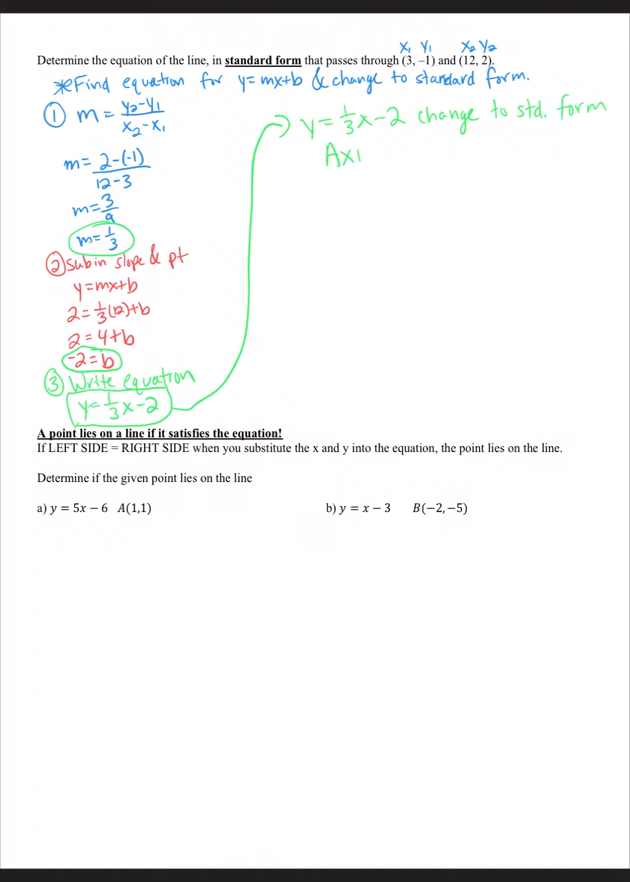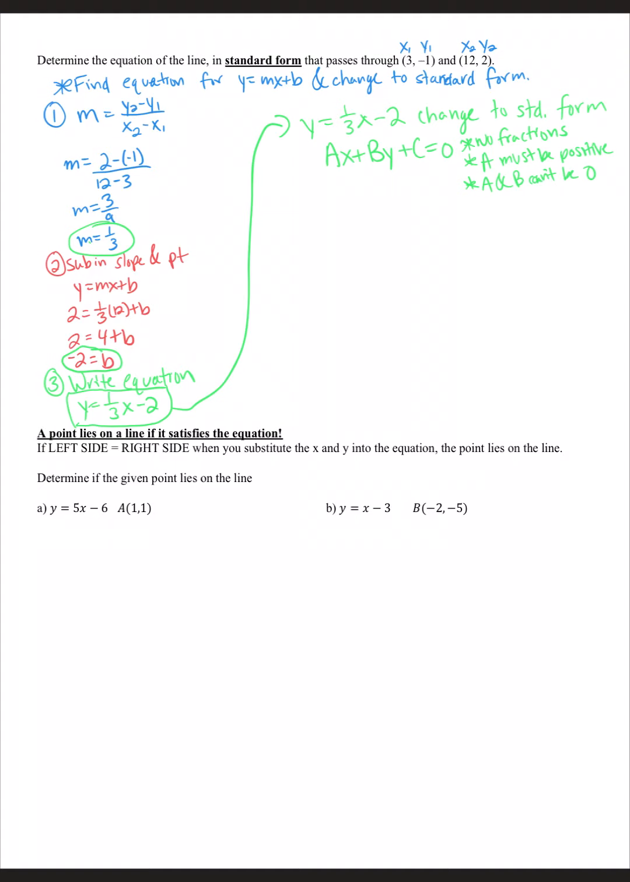is ax plus by plus c equals 0, right? No fractions. A must be positive. Okay? And A and B can't both be 0. One of them could be 0, but they can't both be 0. So we're going to start rearranging that equation to get it into standard form.